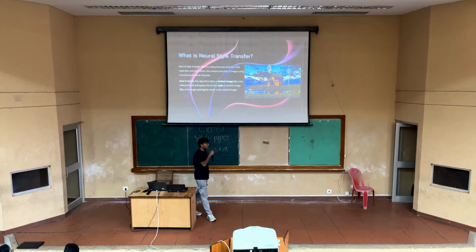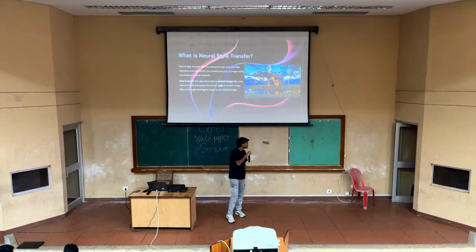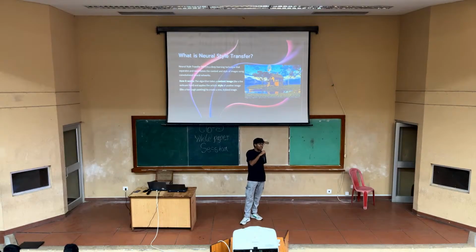So let's start with what is style transfer. In style transfer, we use two images, one as a style image and one as a content image. We use these in a convolutional neural network in which we let the neural network learn the style of the style image and effectively give a stylized image of the content image.